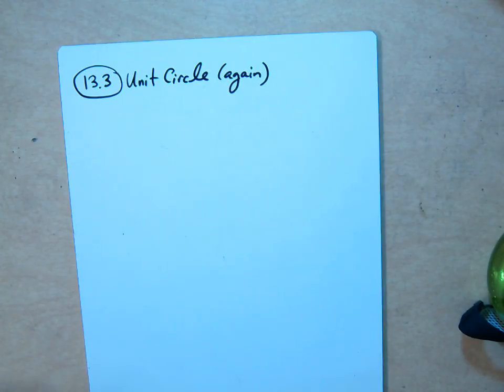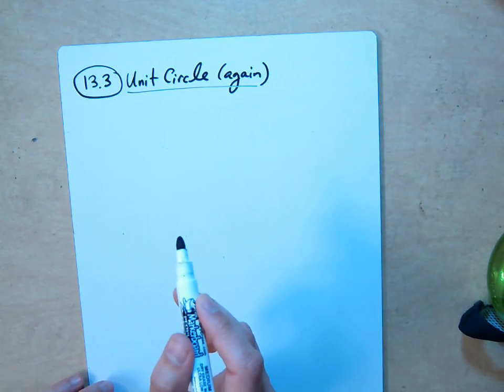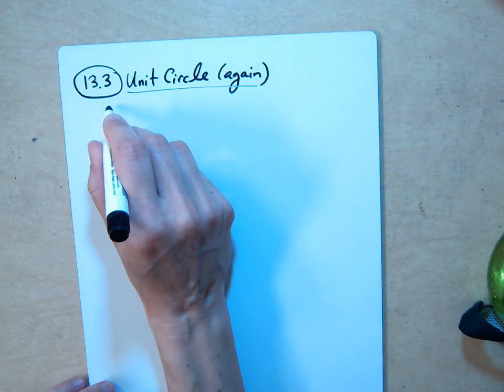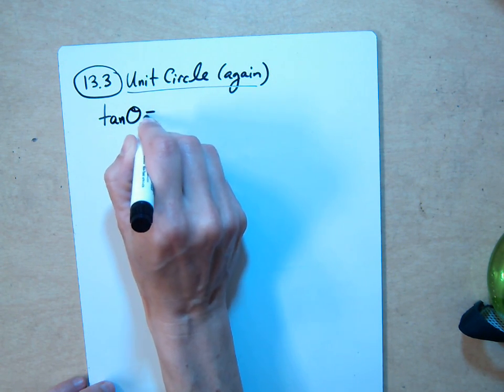Section 13.3, unit circle. Again, finishing it up. We did not have tangent on our unit circle before, so we are going to add that. The definition of tangent, and then I will explain why, it's very simple why.